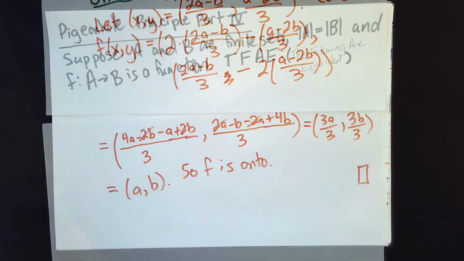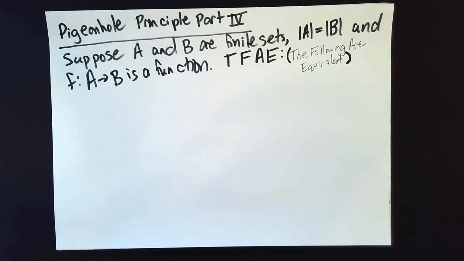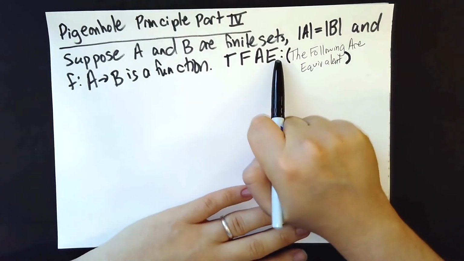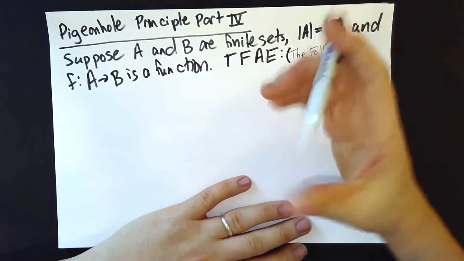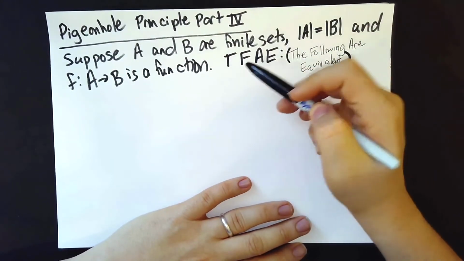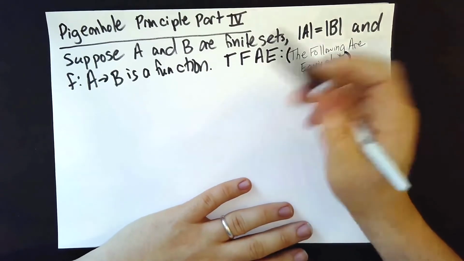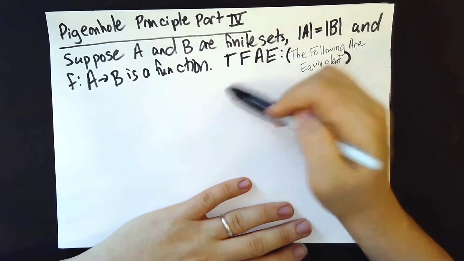Okay, so here's the pigeonhole principle part 4. Suppose that A and B are finite sets. They both have the same cardinality, and I have a function f from A to B. Then TFAE, which stands for the following are equivalent. And you're going to see this phrase a lot written by various math faculty. In fact, if you've already had linear algebra before this course, you've probably seen this written on the board 100 times.